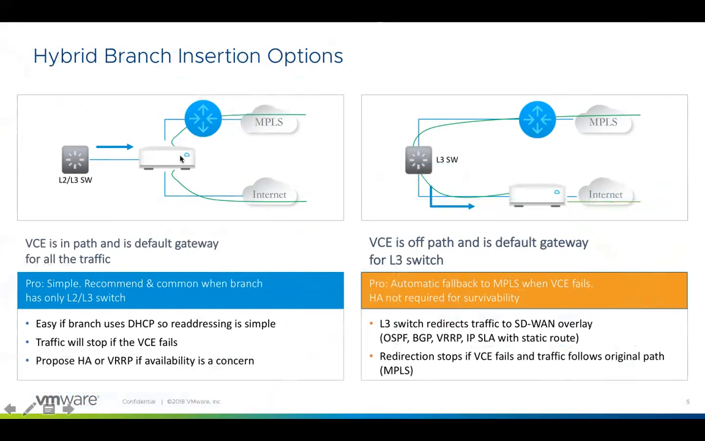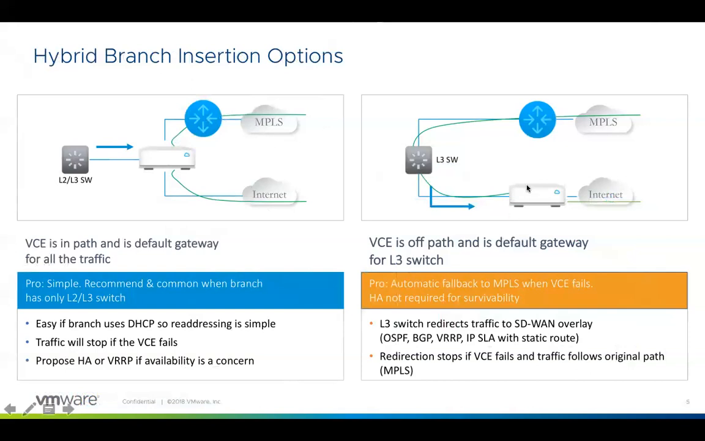In this case, the edge would establish overlay tunnels across both MPLS and internet. That's what the green lines in the drawing represent: the overlay tunnels. This is consistent throughout the slides. I would recommend proposing HA in this option, because if the VeloCloud Edge goes down, then you will experience an outage in this insertion topology.